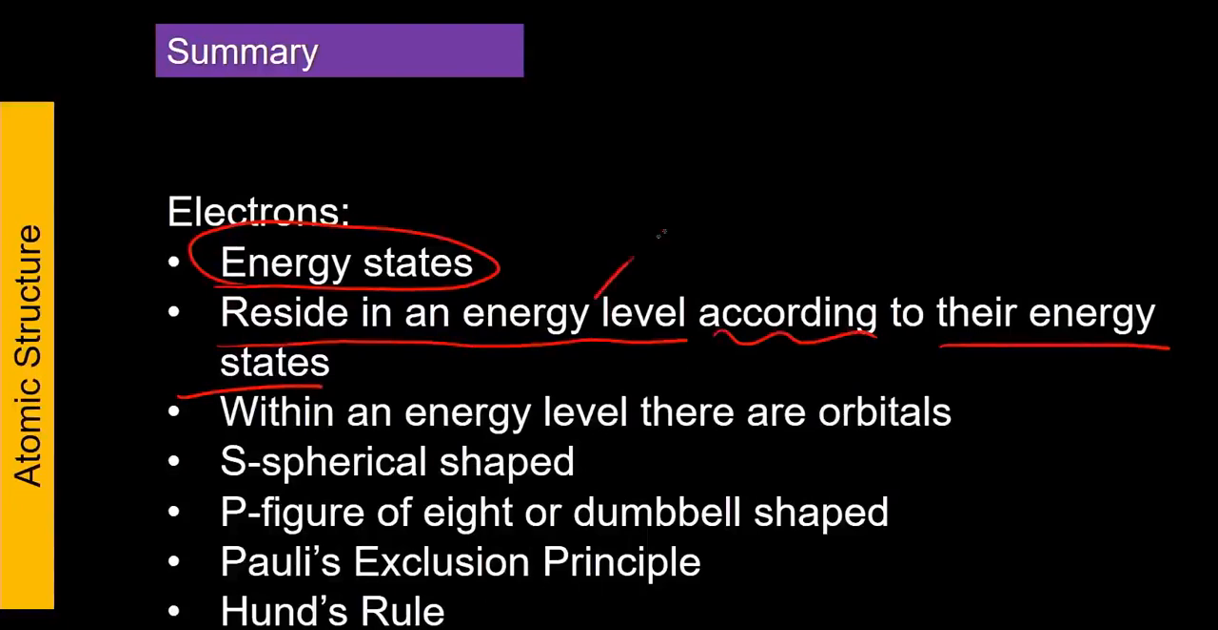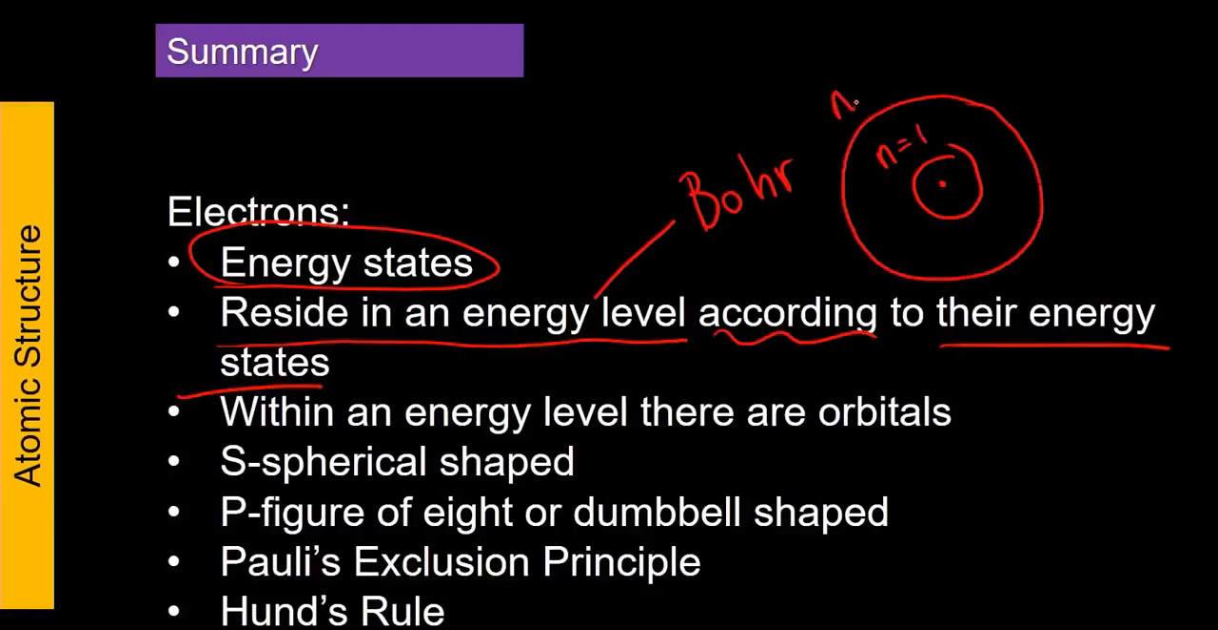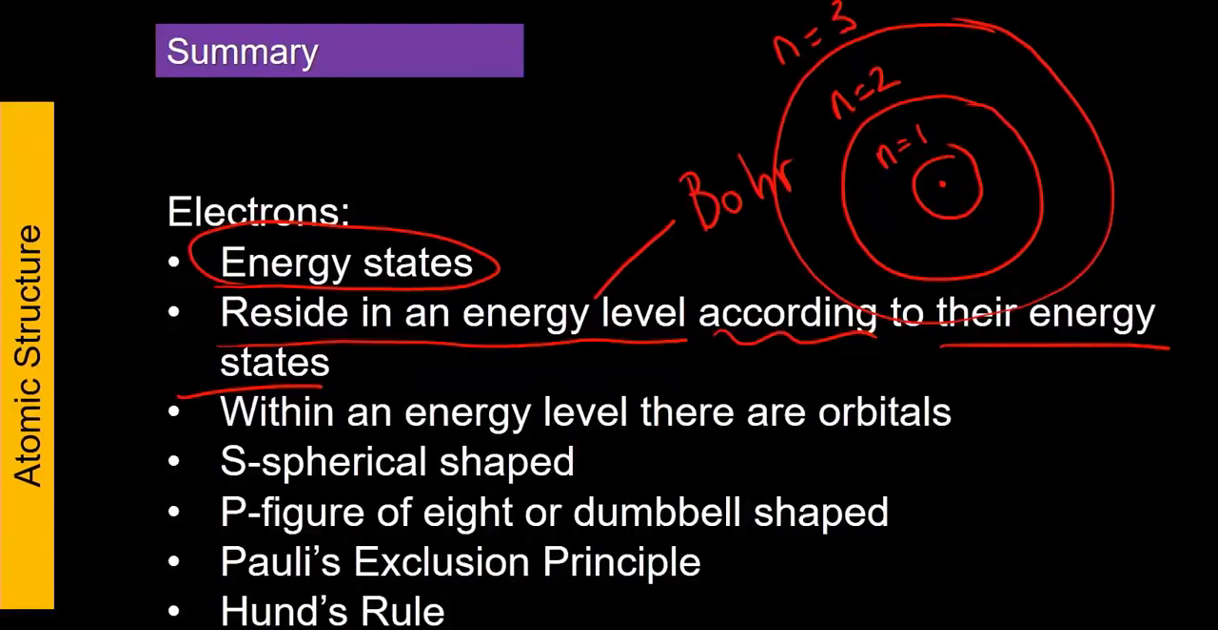Now, energy level, we spoke about very briefly, Niels Bohr. His theory is that around the nucleus we have an energy level number 1, and then the next energy level number 2, and so it goes, energy level number 3. So there is order to the way that the electrons are positioned, or are allowed to be, and that depends on their energy state.